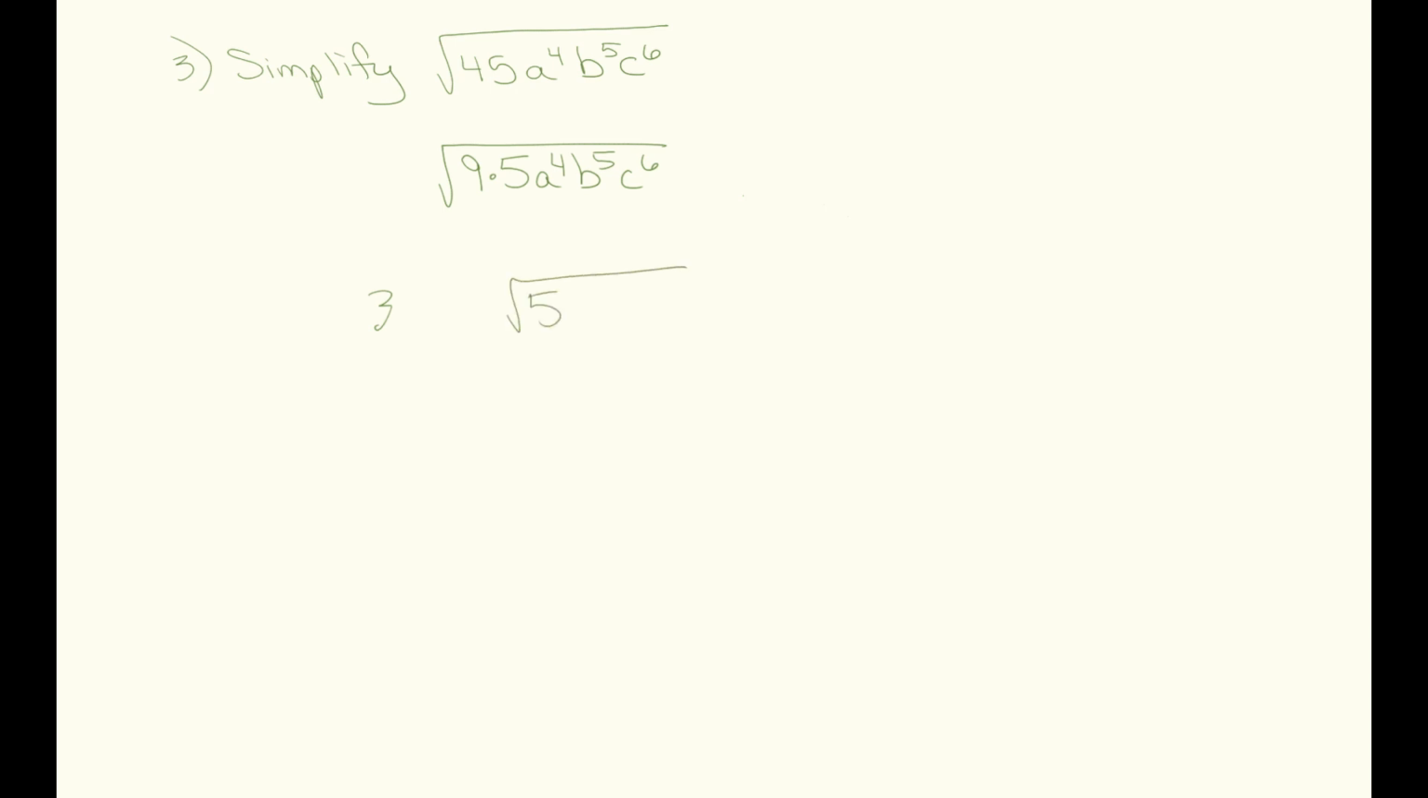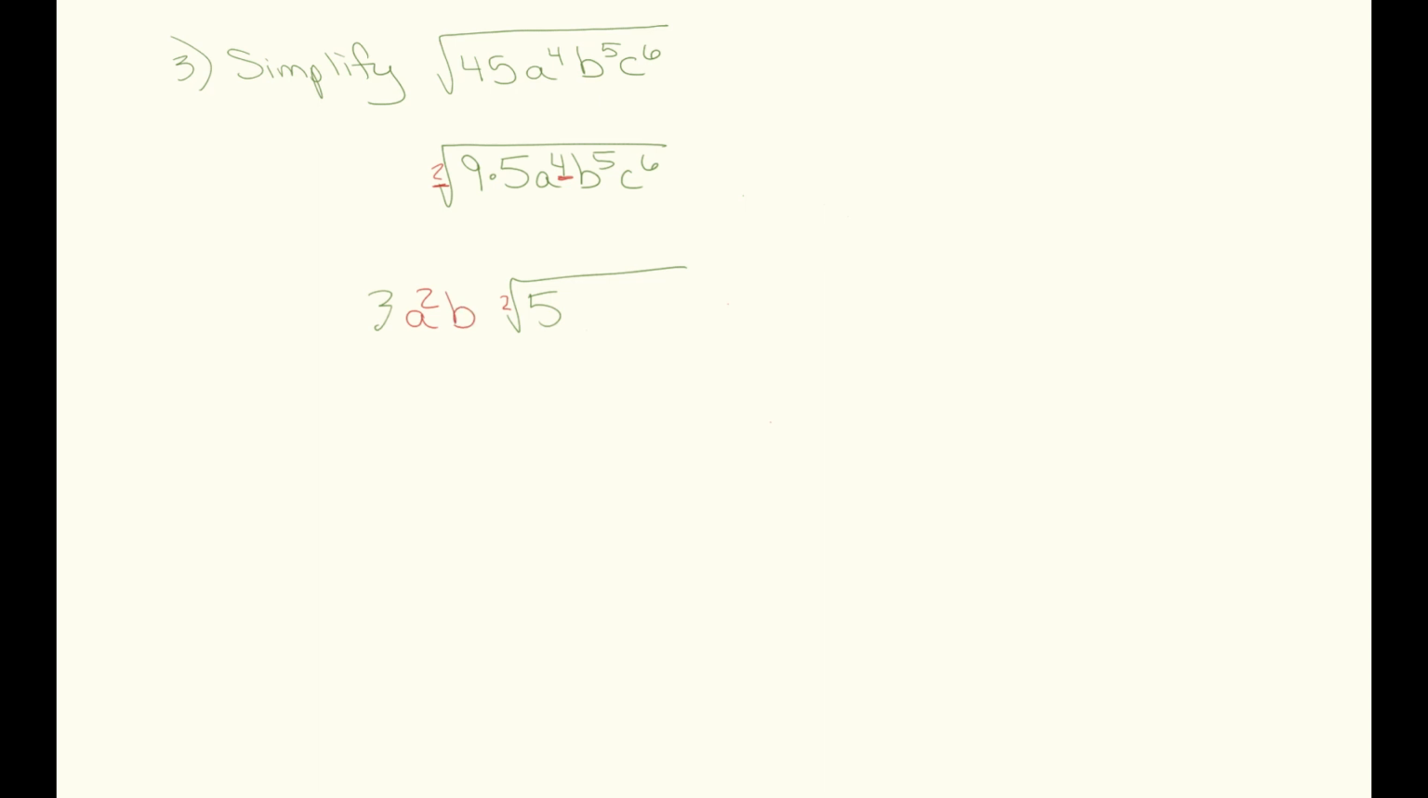Now, what I want you to see is that the index number right here is assumed to be a 2 with a square root. I know it's not written there, but that's what it's assumed to be. So this is how you do the variables, okay? You say, how many times can 2 go into 4? Well, it can go into it 2 times with none left over. How many times can 2 go into 5?